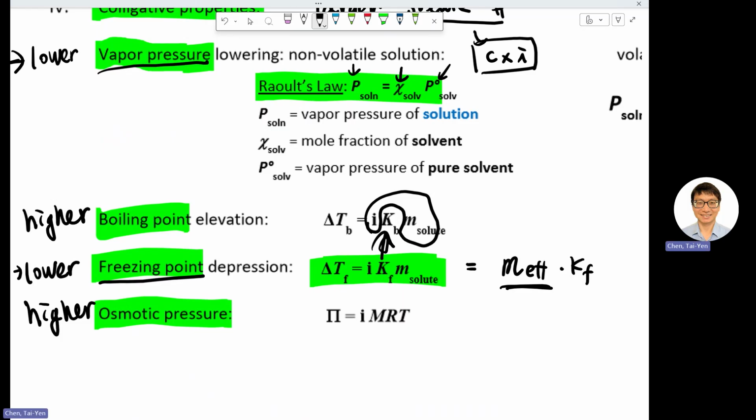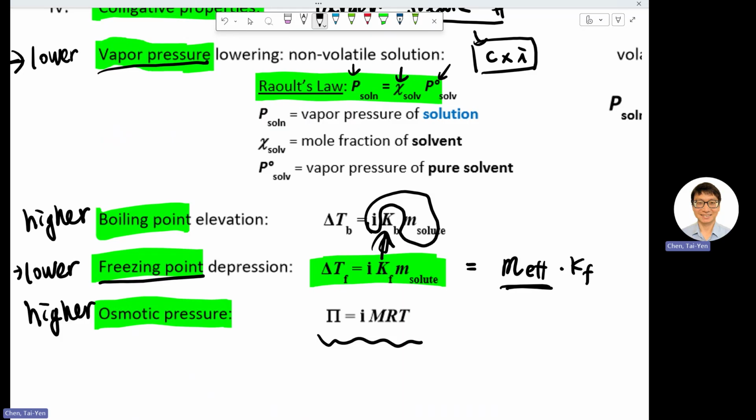The very last one is the osmotic pressure, pi. You put a membrane between two solutions. Depending on the solute concentration in each tank, the water will move. If one contains a lot of solute and the other contains less, the water will always go to the one that contains more solute. The pressure difference between the two, we call osmotic pressure.